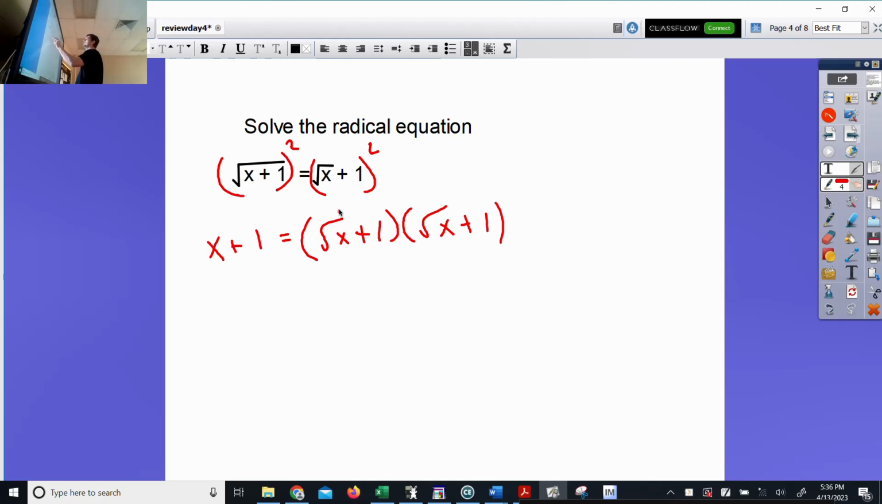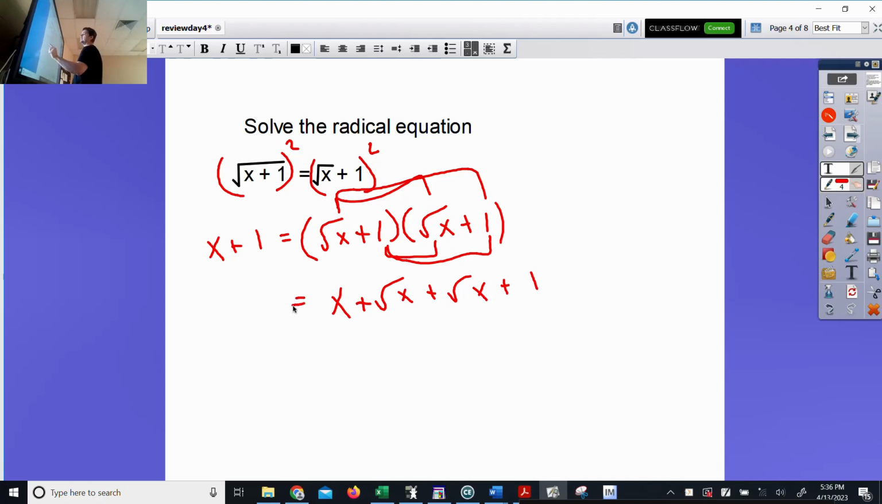Now you're going to have to do the good old FOIL method here. Root x times root x is x, plus another root of x, plus another root of x, plus a 1. The left-hand side is still x plus 1. Now what I have on the right, when I clean up and do like terms, is x plus 2 roots of x plus 1. And the left is x plus 1.